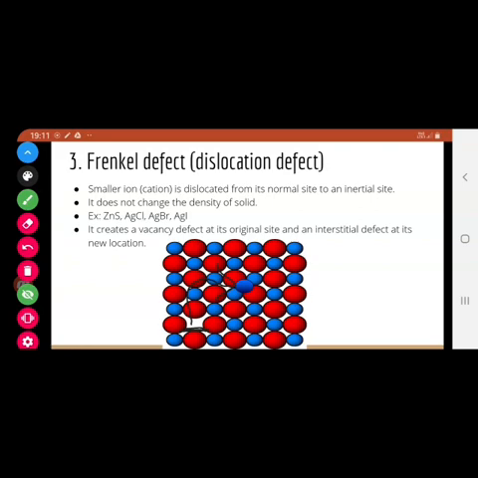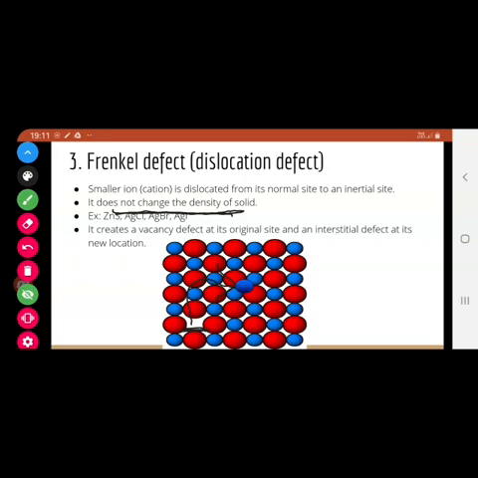Now here you can see both types of defects which you learned earlier: both a vacancy defect and an interstitial defect. What do you think? This doesn't change the density of the solid, because there is no addition of a particle or removal of a particle. Whatever particle was there has just dislocated from this place to an interstitial space, so there will be no change in density of the solid.